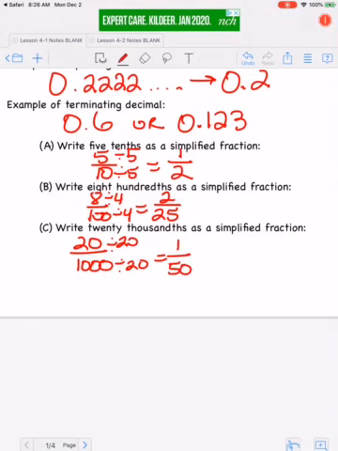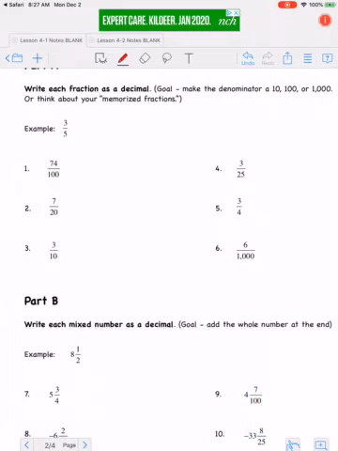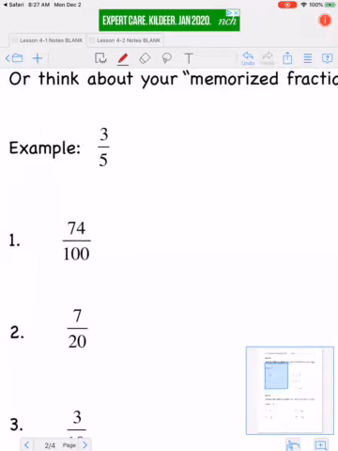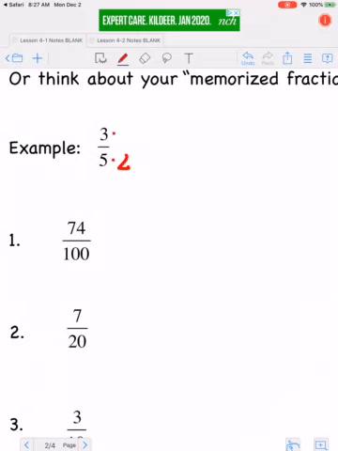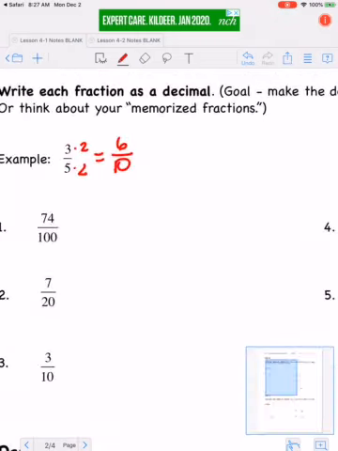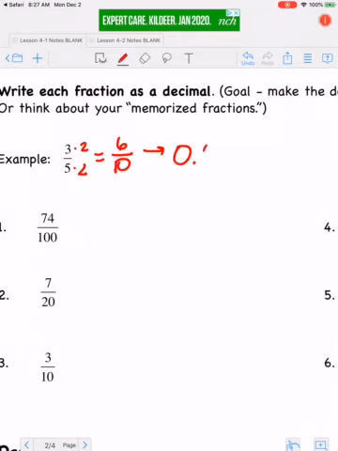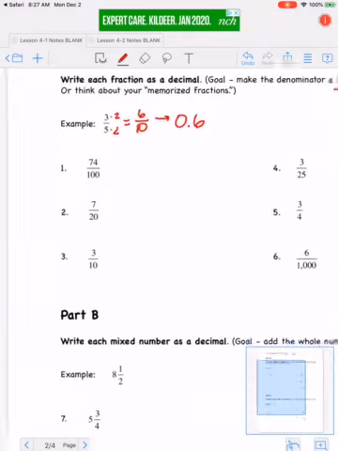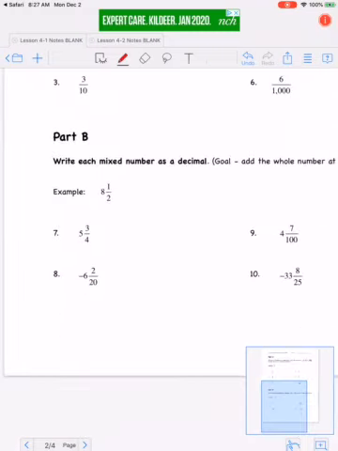Okay, so for part A, you want to write your fraction as a decimal. Your goal is to make the denominator a 10, a 100, or a 1,000. You can also use your memorized fractions. So I'm just going to do the example problems, and then you can go back on Canvas and look through the notes to make sure that you have the correct problems. So for 3/5, we're going to make that into tenths. So we have 6/10, and to write that as a decimal, all we have to do is 0.6. Okay, so you're going to do 1 through 6 on your own.